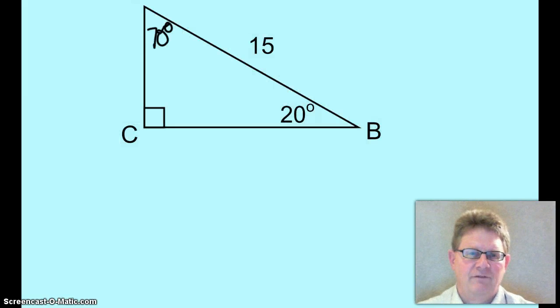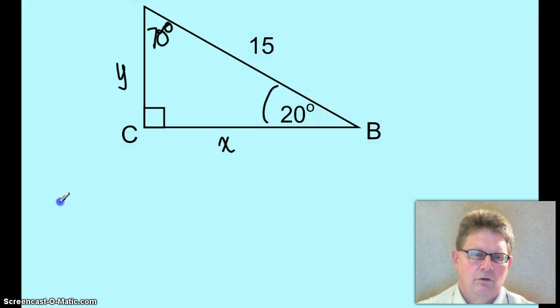Alright, you still have to find the two missing sides. We'll use Y here because it's vertical, and X here because it's horizontal, you know, x-axis, y-axis kind of thing going on there. 15, looking at this 20-degree angle, the 15 is the hypotenuse. So which two trig ratios deal with hypotenuse? That's right, sine and cosine.